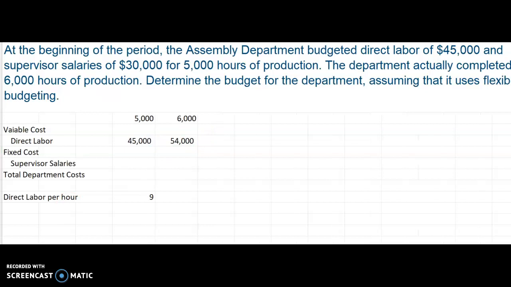And then the supervisor salaries don't change. These are fixed, so we pay them the same amount. So since they're fixed, they don't change no matter the change in our hours or activity level. So the supervisor salaries are 30,000.